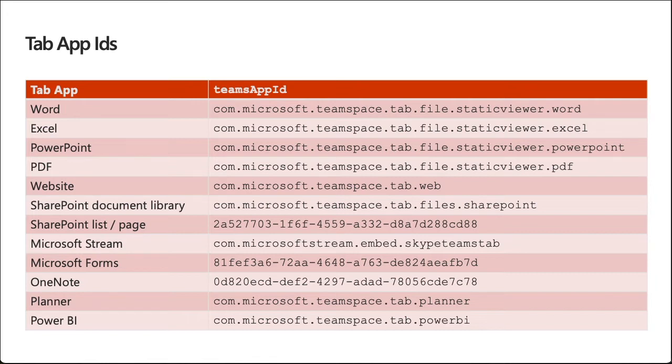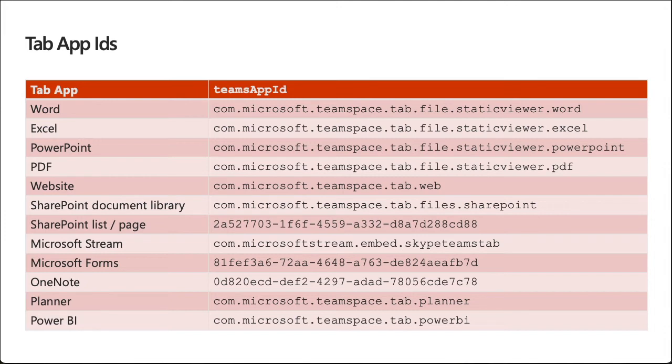The website tab has a name of .tab.web. The SharePoint types are a little different. You've got a document library that is .tab.files.sharepoint. But if you're going to show a SharePoint list or a SharePoint page, you're actually going to specify that GUID that you see there on the slide. If you're working with Microsoft Stream, it's actually a com.microsoftstream.embed.skype Teams tab.